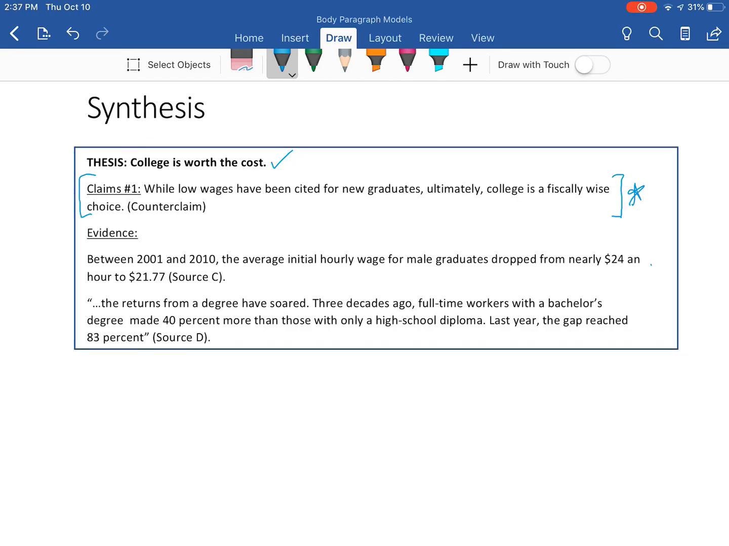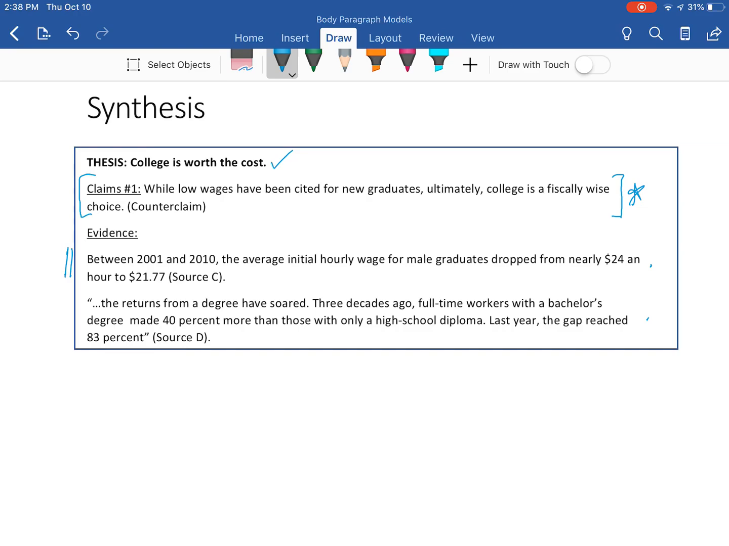Then I also went through and picked out two pieces of evidence, and because I'm doing a counter argument, I wanted them to be contradictory. So this first piece of evidence is actually from source C, which is a visual source. So it's hard to cite text from an image, obviously, so I paraphrased the information from the chart, and it says between 2001 and 2010, the average initial hourly wage for male graduates dropped from nearly $24 an hour to $21.77. So this would argue that as of lately, the wages have dropped, and therefore it might not be worth the money to go to college.